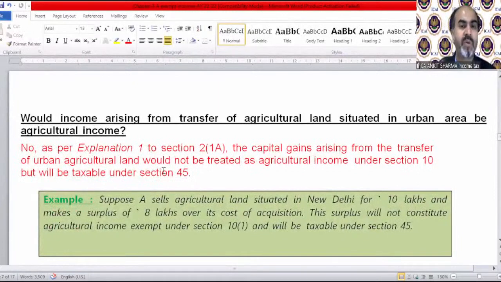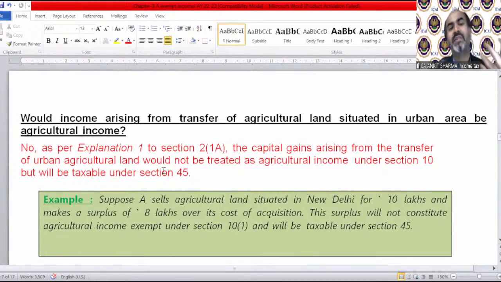Now, would income arising from transfer of agricultural land situated in urban area be agricultural income? So we were discussing, if you are earning agricultural income on any land, that is going to be exempted as agricultural income. Now the question is, what if we sell our agricultural land in urban area? If I have an agricultural land in urban area and if I sell it, then the profit arising on that sale is going to be exempted or taxable. The answer is taxable. For now, we do not need to understand this concept, because this is part of our capital gain chapter.